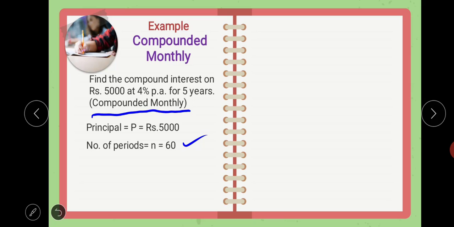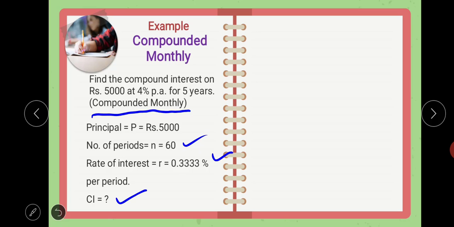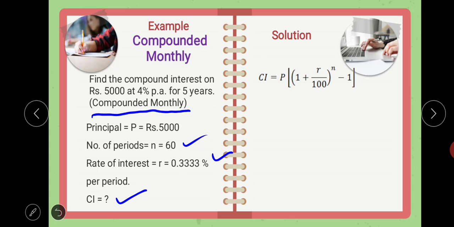And the rate of interest is 4% per annum. But for compounded monthly, it will be 4 divided by 12. So r is equal to 0.333. Take it up to 4 digits, so it will be very easy to calculate the final answer, and which will be correct. Now we have to calculate here compound interest. Use the formula for compound interest. Compound interest is equal to P into bracket 1 plus r upon 100 bracket raised to n, minus 1.